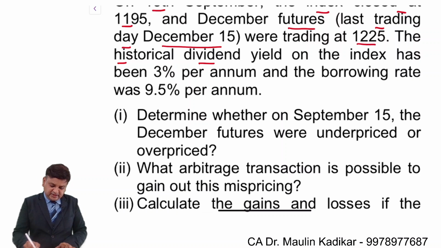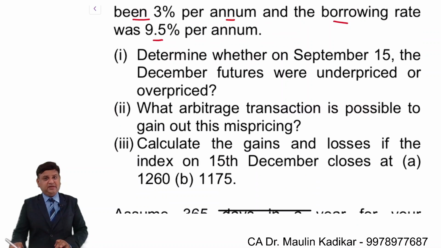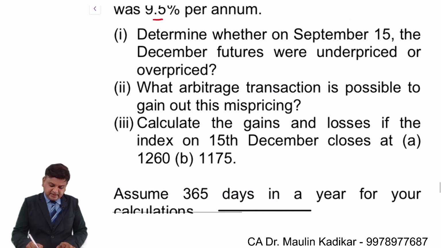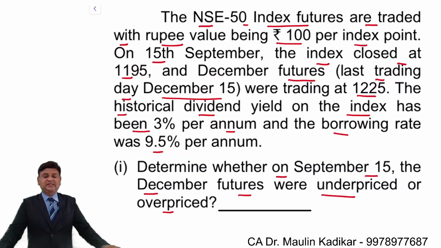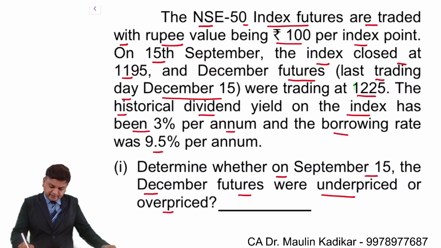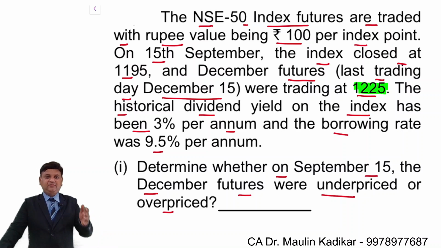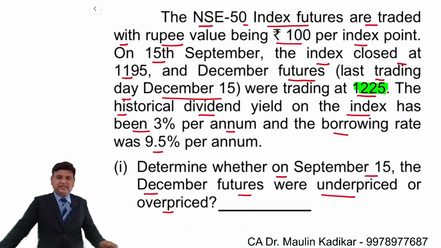The historical dividend yield on the index has been 3% per annum, and the borrowing rate was 9.5% per annum. So the rate of interest is given and the dividend is given. Determine whether on September 15, the December futures were underpriced or overpriced. That is the first question. We are required to answer whether this is underpriced, overpriced, or maybe correctly priced. I want you to tell me the answer in the chat box.